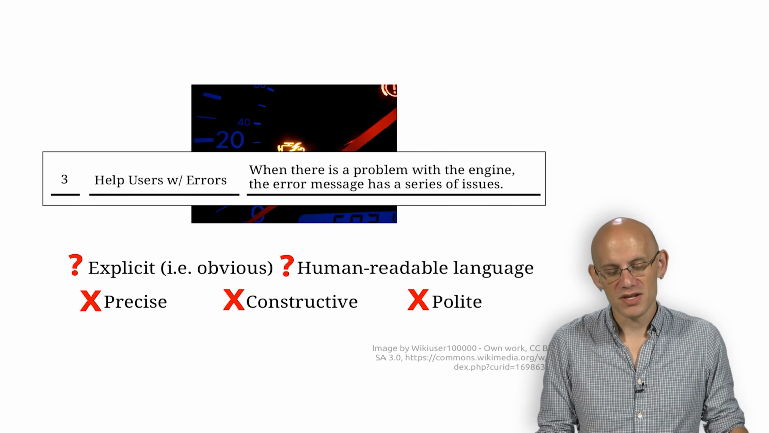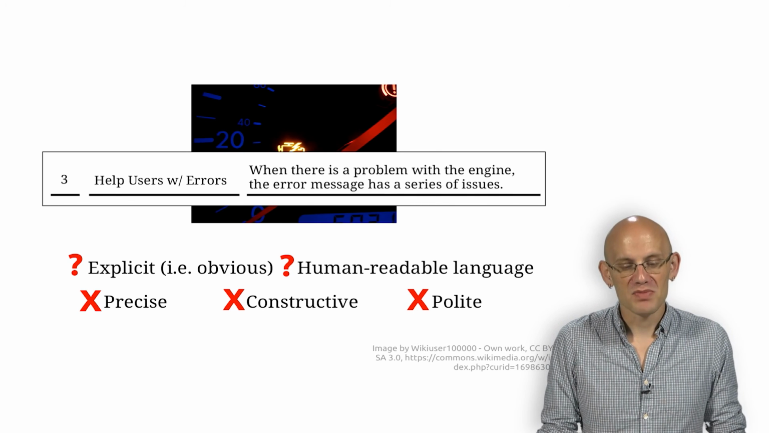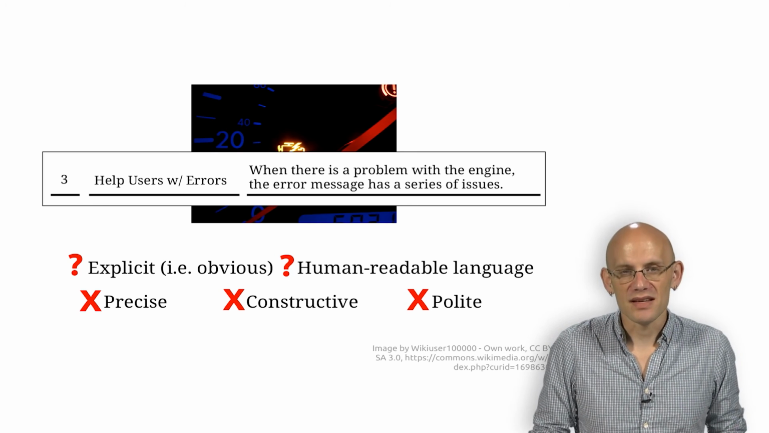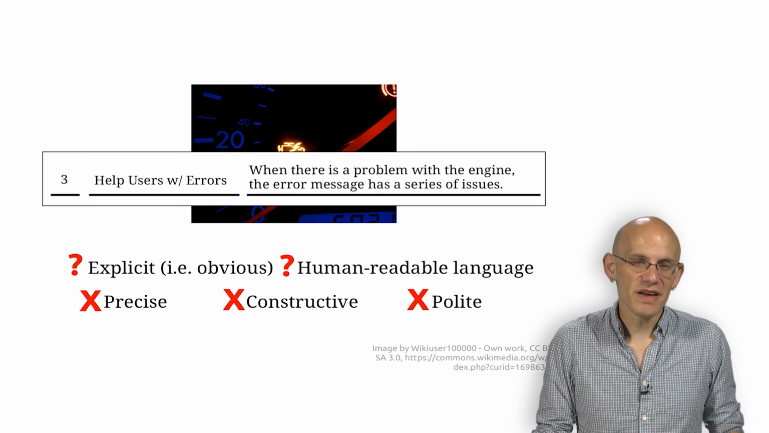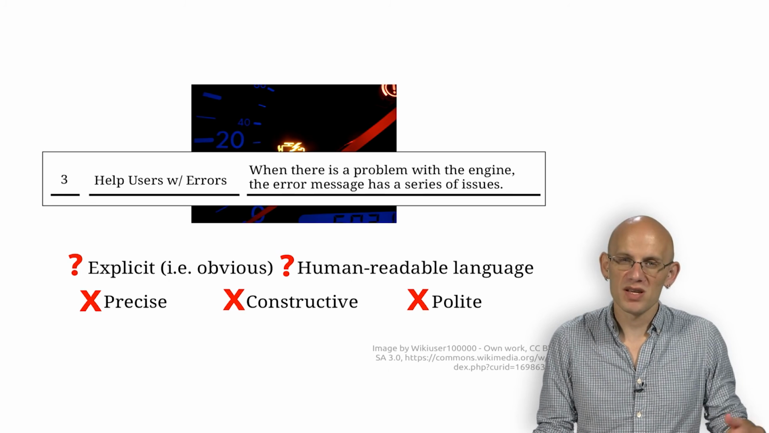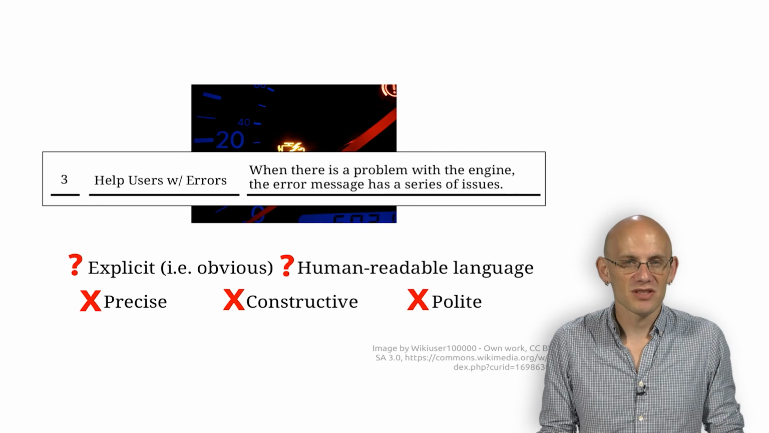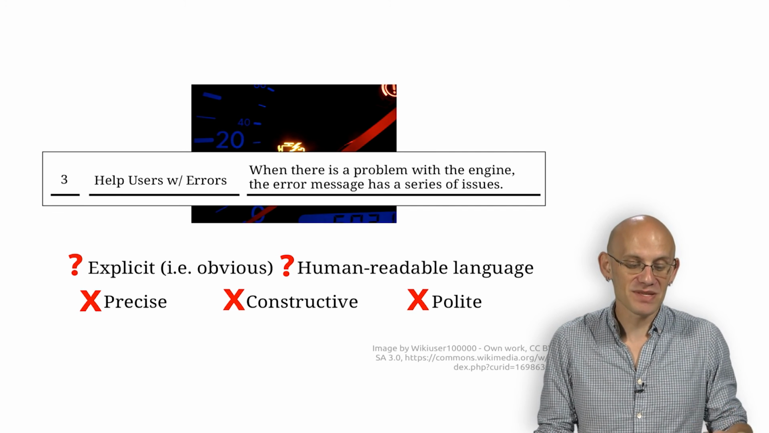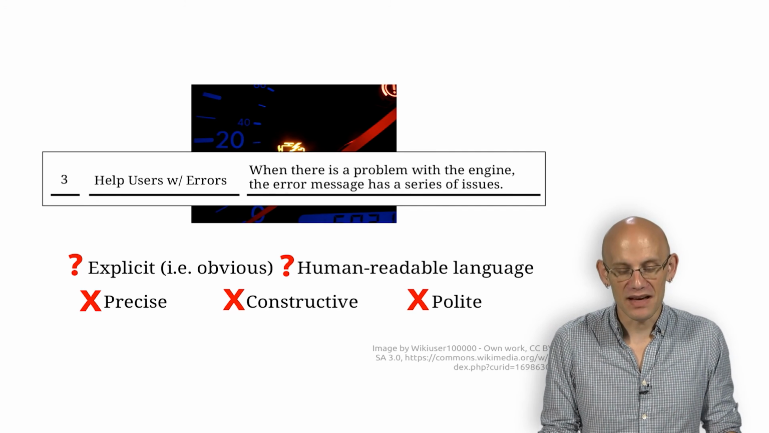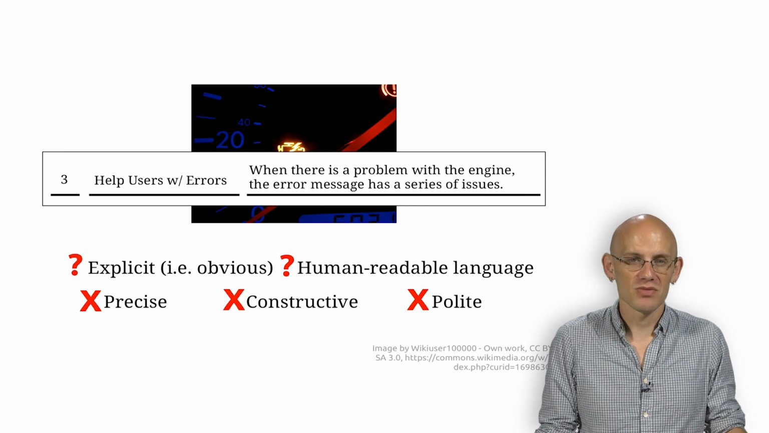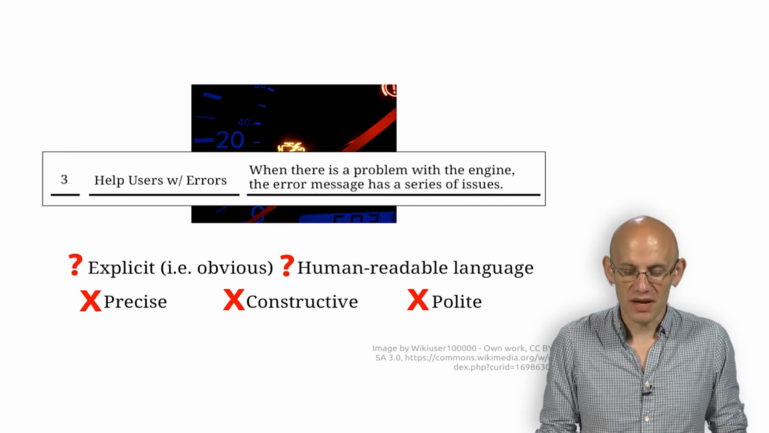We would want to see check engine lights be much more human readable, precise, constructive, polite, and I would actually say explicit as well in the future. And you're starting to see this happen, right? People are developing apps that plug into car computers that can actually solve some of these issues. And one of the main appeals of these apps is that it actually addresses this problem that probably comes up in any heuristic evaluation that you would do of a dashboard panel here.